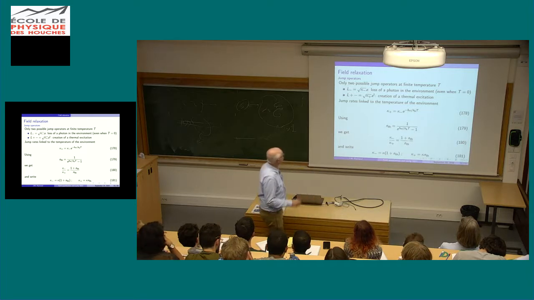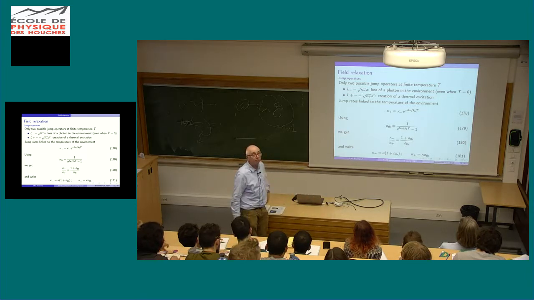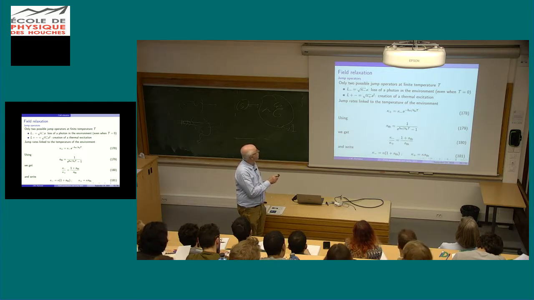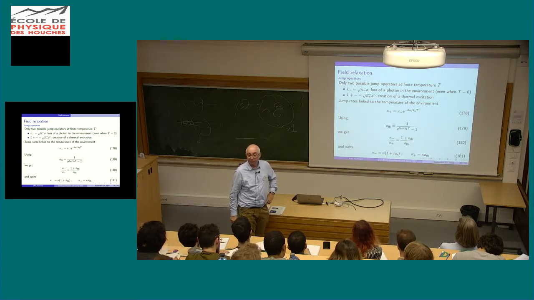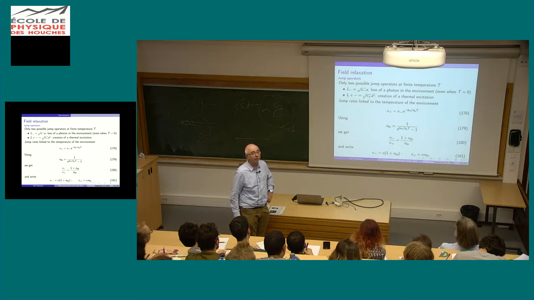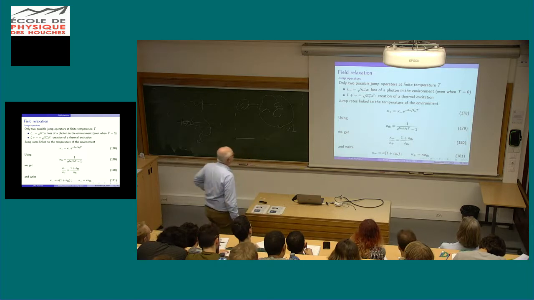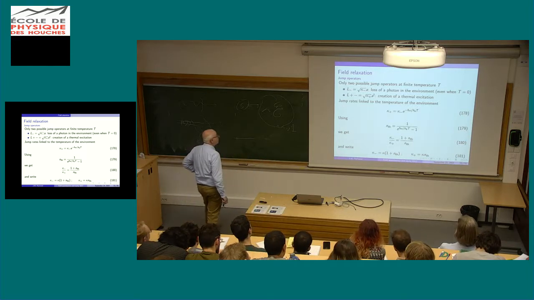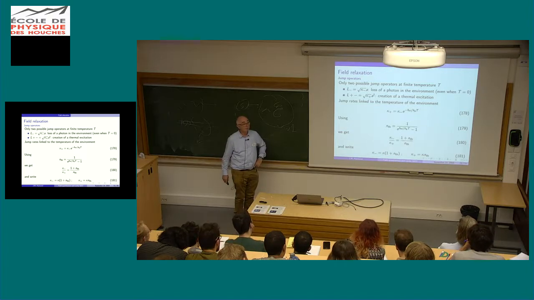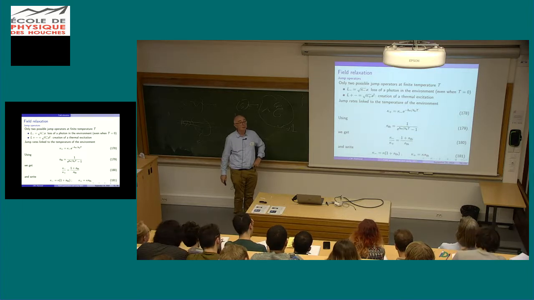The jump operator should be something proportional to A, with a constant that should be square root of kappa minus. Kappa minus tau is the probability to lose a photon in a time interval tau. But since I'm at finite temperature, I can also create thermal excitations. So there is also the possibility of a jump operator that is A dagger, that creates a photon, with a rate that is square root of kappa plus.